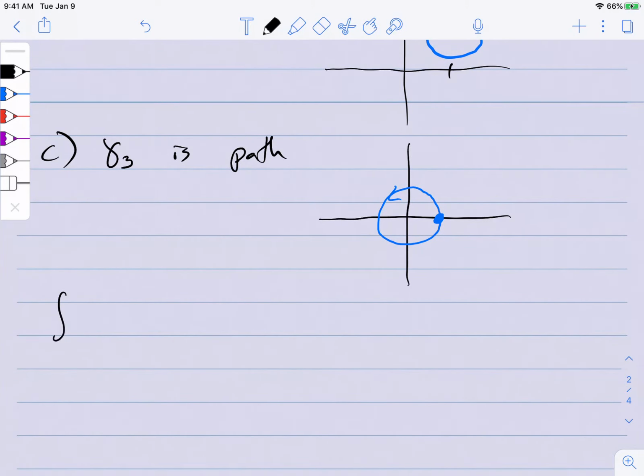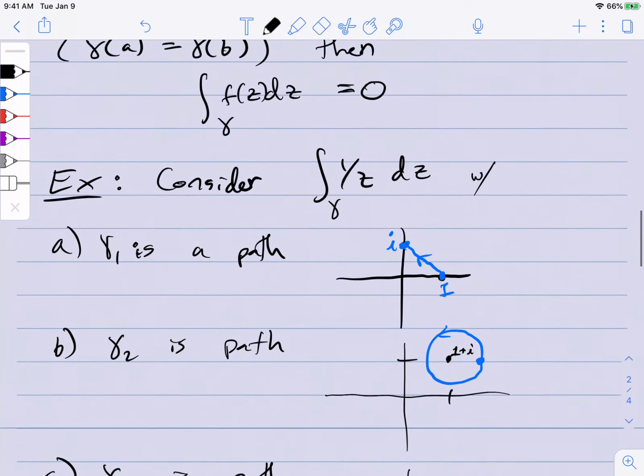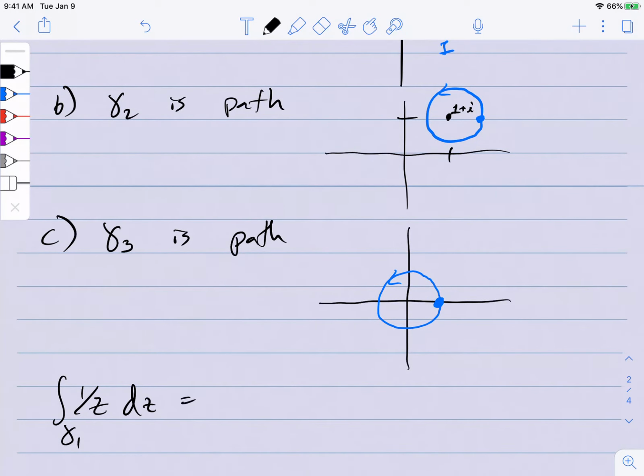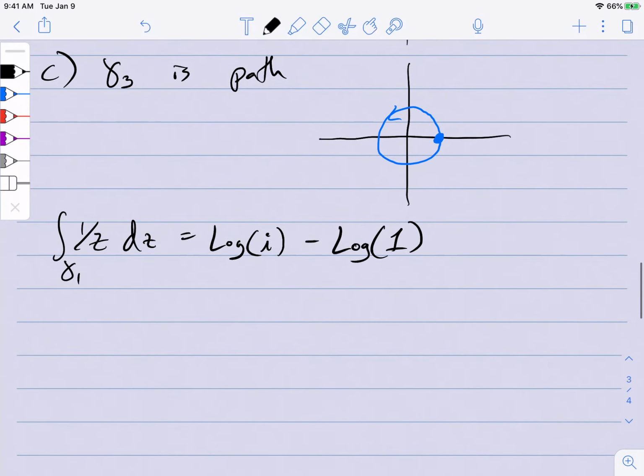So the integral of 1 over z over gamma 1 dz. The fundamental theorem tells us, so we have an antiderivative of 1 over z in this region, and it's the principal logarithm, and so this is going to be equal to log of the ending point, i, minus log of the starting point, which is 1. And so we can evaluate this really easily.